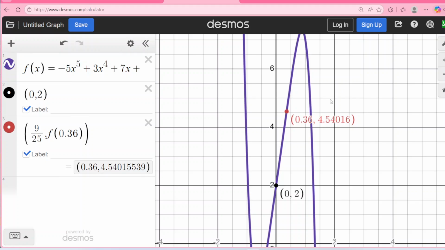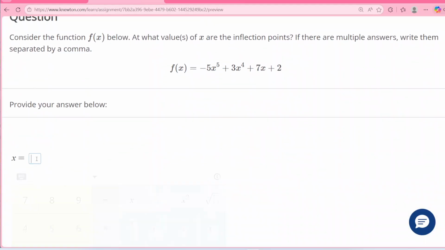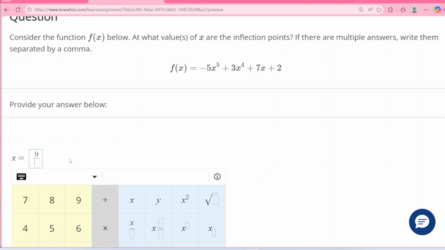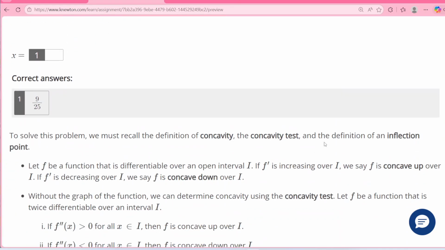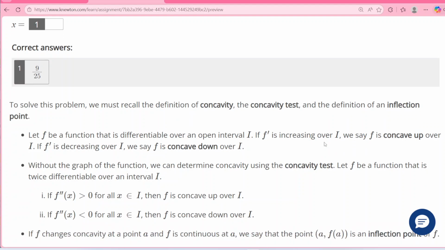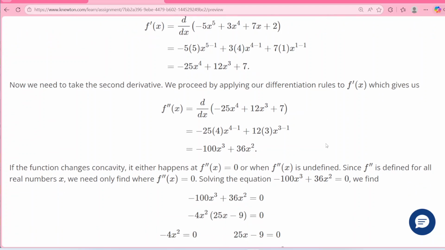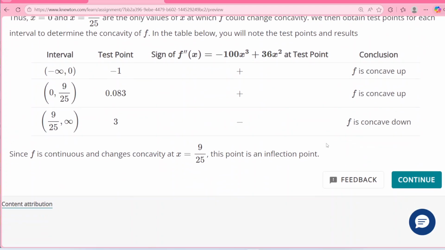But there's only the one inflection point here at positive 9/25. So that's what I'm putting here. Just 9/25. It's the only one. Again, even though the second derivative was 0 at x equals 0, it didn't change sign. It didn't change concavity there, right? The places where you have inflection points are where it changes. All right.